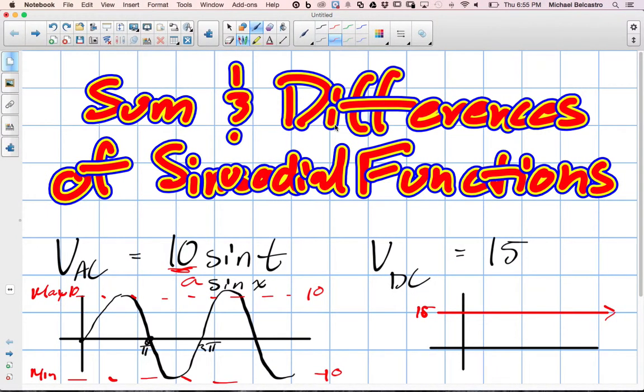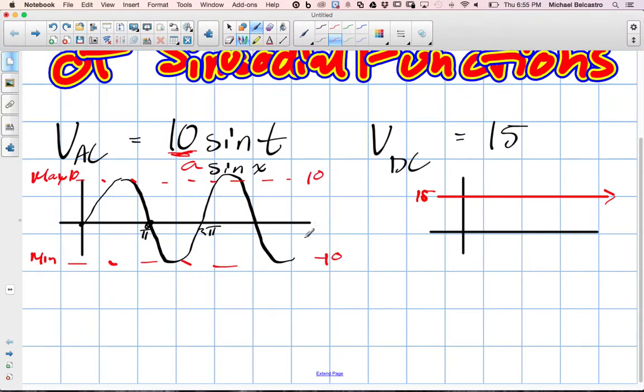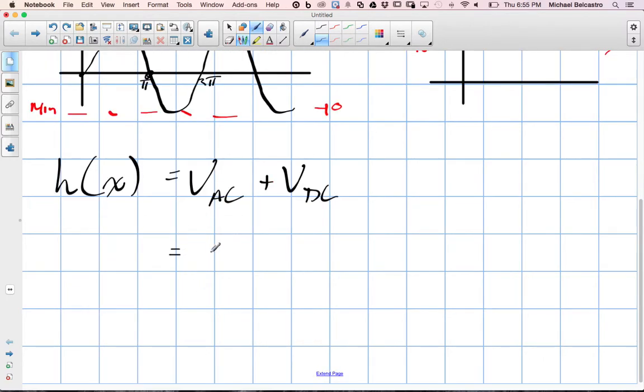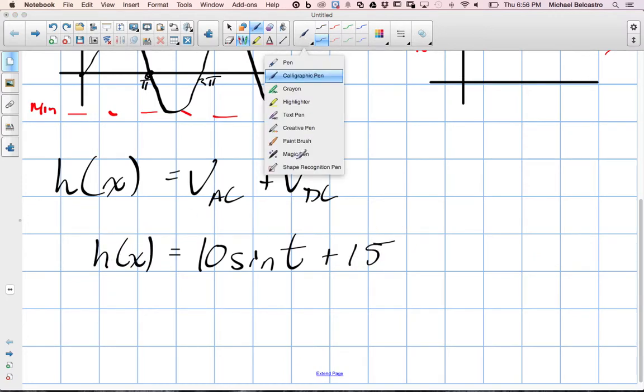What they want us to do is add the two currents together, so figure out what the combined function is. If we combine these functions, we'll call it h of x, and h of x is going to be the alternating current plus the direct current. This ends up being 10 sine t. We'll still use t because they're using t for time, but for graphing sake, we'll use x, plus 15. So that's our new h of x. Luckily, there's nothing to simplify here.